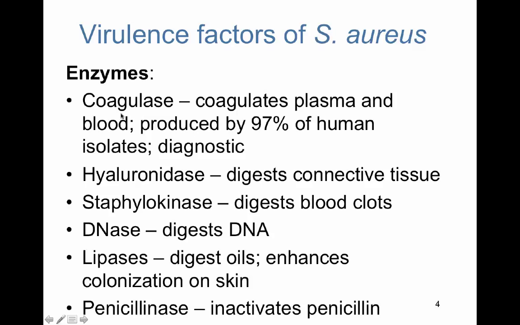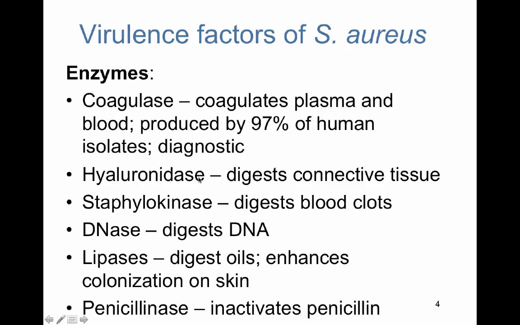Everything from coagulase, which functions to coagulate plasma and blood. It's produced by 97% of human isolates. Also can be used as a diagnostic enzyme. So if we have staph species, specifically the aureus species will have coagulase. All other staph species are coagulase negative.